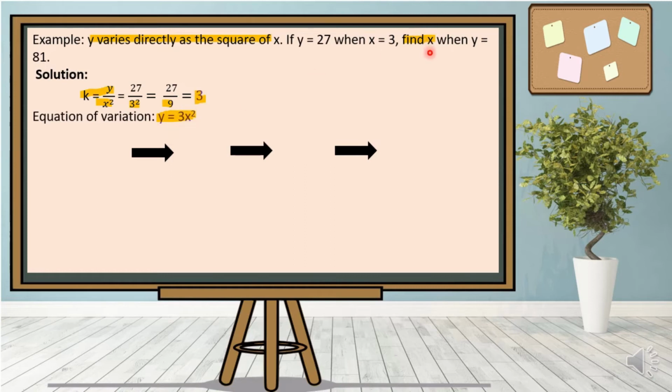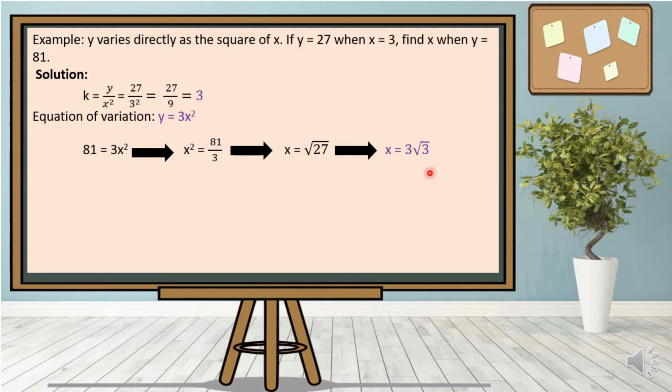In finding x, we are going to substitute the value y = 81 into the equation y = 3x squared. So we have 81 = 3x squared, and x squared is equal to 81 divided by 3. x now is equal to the square root of 27, and the square root of 27 is equal to 3 square root of 3. Thus, our x is equal to 3 square root of 3.